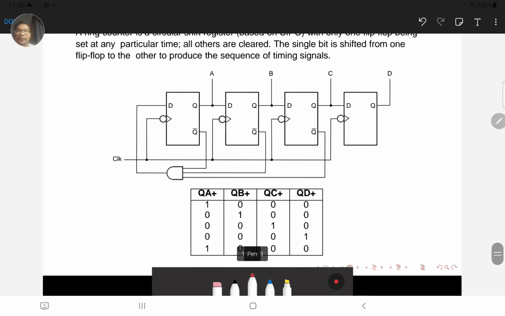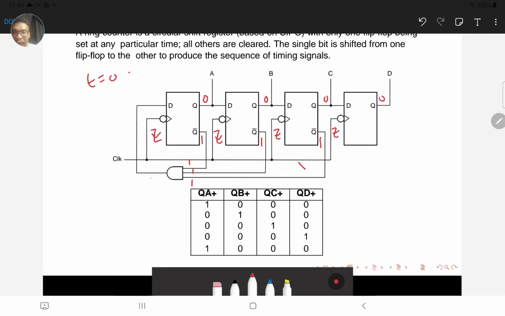So let's look at the example here. If we reset the register, at time 0 all the outputs here will be 0. Okay, so this is at time 0. We have all the outputs of the flip-flops being 0. Now, at the negative edge of the clock, as the clock goes down, then we see that here is a 1.